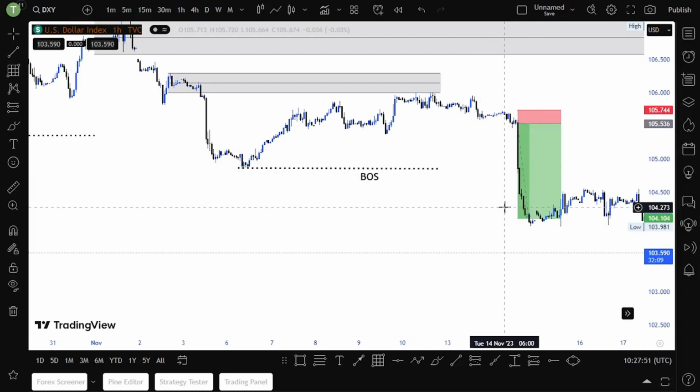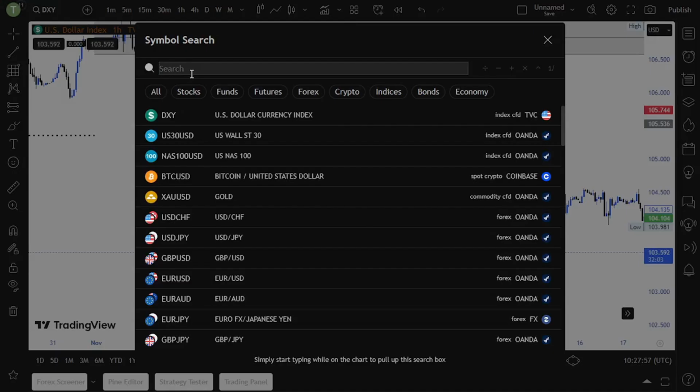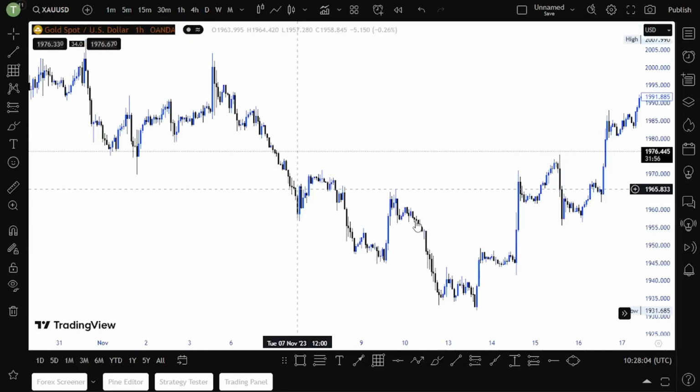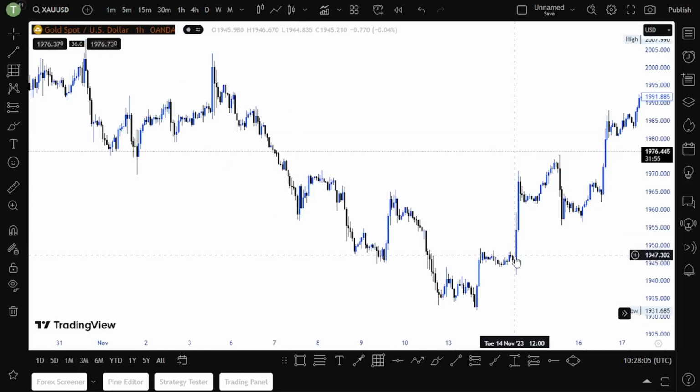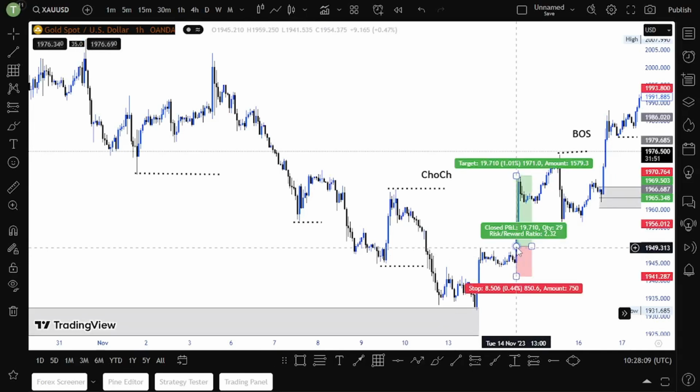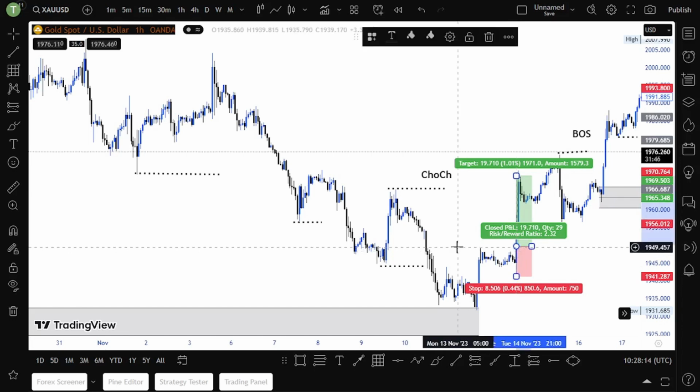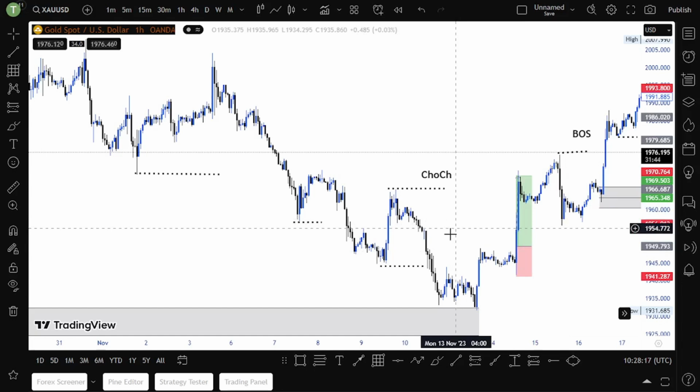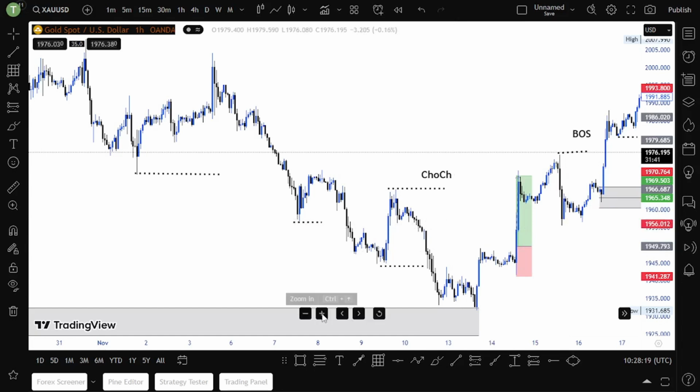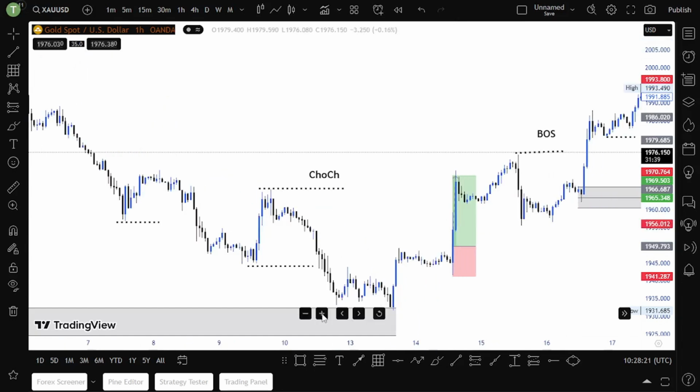Now let's go to Euro USD. Or let me quickly go to gold, because I mostly trade gold. As you can see here, on November the 14th, this is CPI. I remember trading this pair. Let me quickly zoom in. I remember being on this trade.